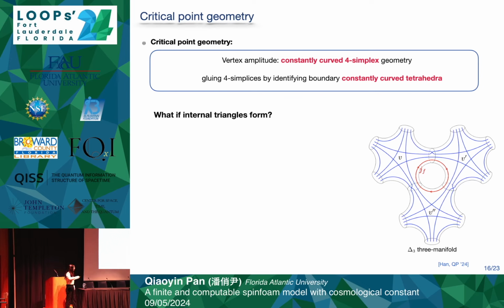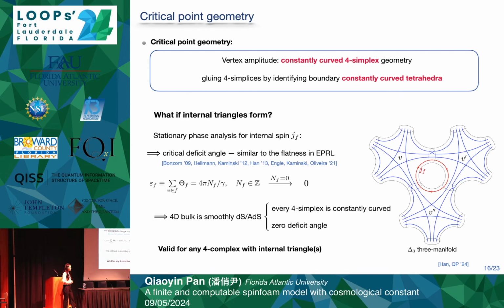The easiest example is given by the delta-3 complex, and its three-manifold corresponding to this spinfoam model is shown here. It has three four-simplices, and the three four-simplices share one single triangle, which is dual to the torus represented by this red circle, and we associate a spin to this torus. We want to discover the critical deficit angle. We use the stationary phase analysis for this internal spin j_f, and we find a result similar to the flatness in EPRL. The critical deficit angle is equal to 4 pi times an integer over gamma. When this integer goes to 0, then the deficit angle is 0.